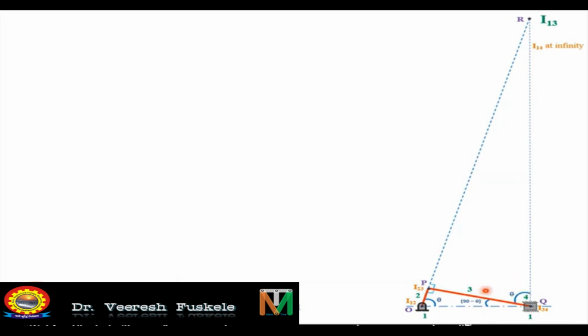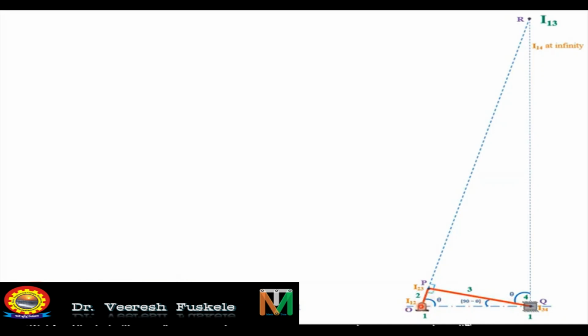We'll do it once again. In this triangle OPQ, we are already given this angle, angle OPQ, is 90 degrees. We have assumed this angle QOP as theta. So angle PQO will be 90 minus theta.